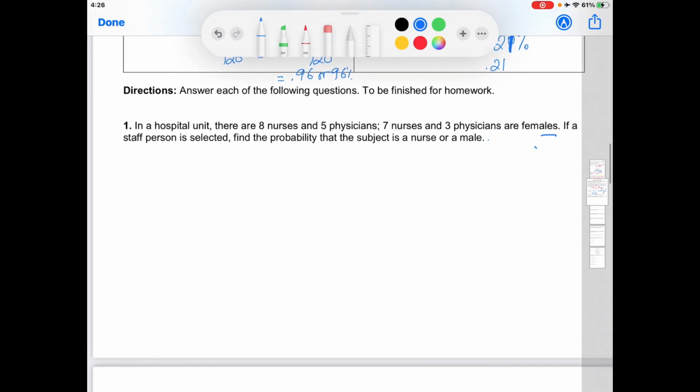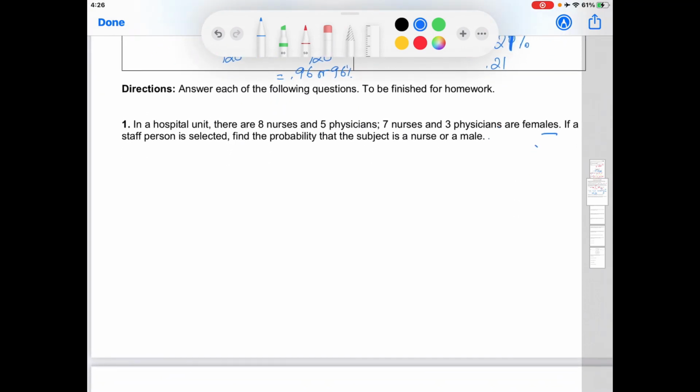Okay, I'm going to do one last one, and then you can finish the remaining for homework. In a hospital unit, there are 8 nurses and 5 physicians. So how many total are there? 8 plus 5 is 13. So your sample space, or your n, is 13. We use lowercase n. 7 nurses and 3 physicians are female.